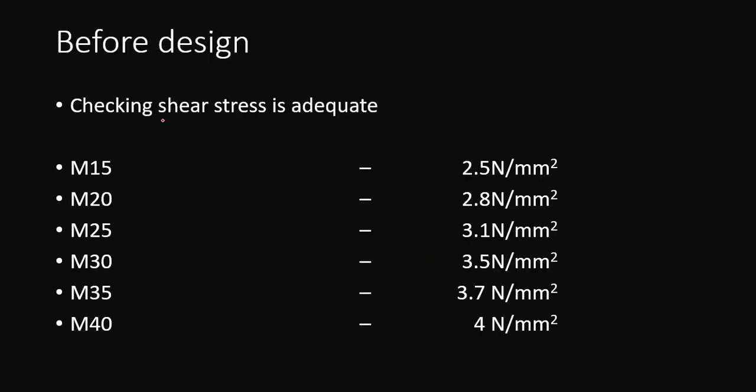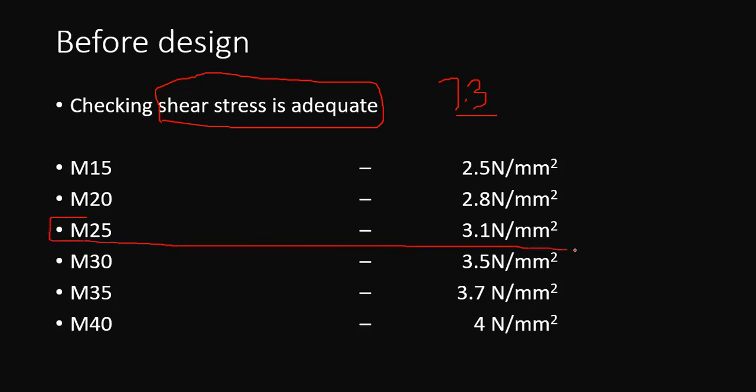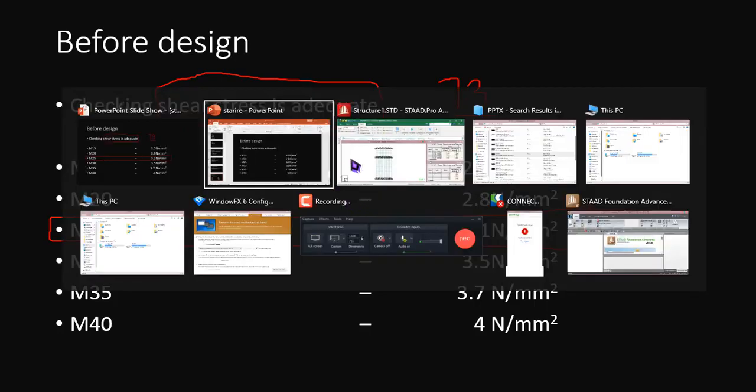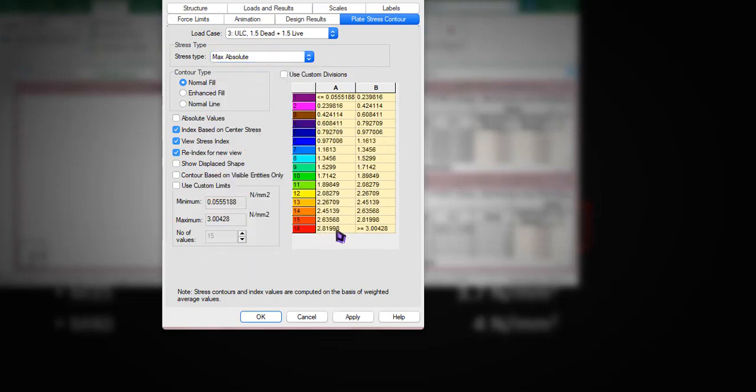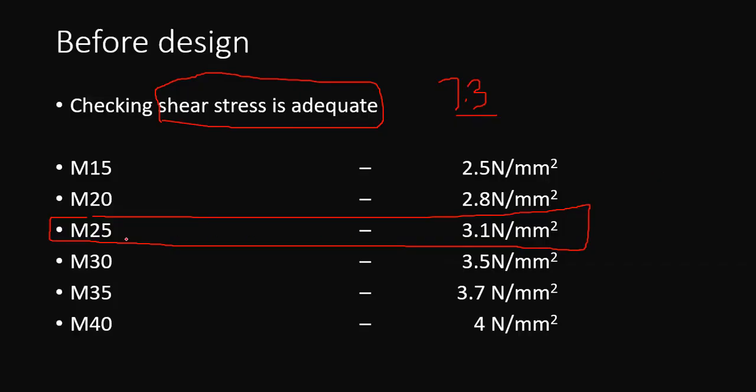could be cross-checked from IS 456. I don't remember, but that should be Table 7.3. This is the critical value for shear stress. If I am supposed to use M25, I won't expect the shear stress to be greater than 3.1 Newton per mm square. The maximum absolute is 2.8, so I can use M25 without any struggle.